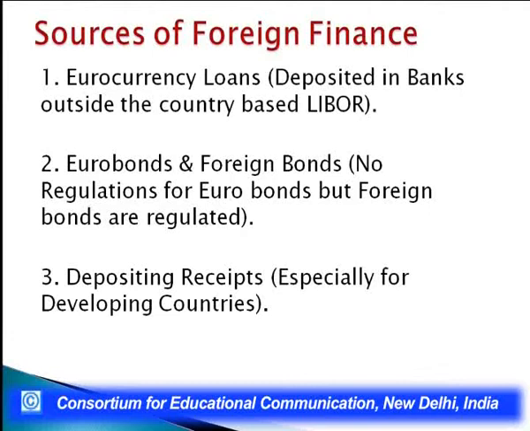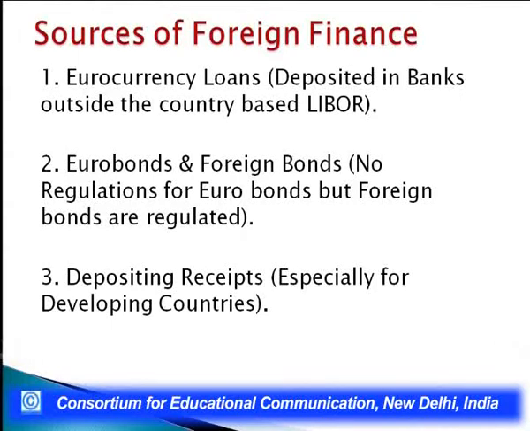So there are 3 different sources as have been indicated on the slide. We can get euro currency loans, we can get euro bonds and foreign bonds, and we can get depository receipts. We call them DRs, ADRs and GDRs. So let's discuss all these 3 different options one by one. First of all, let's take euro currency loans. So how does this euro currency loan work?